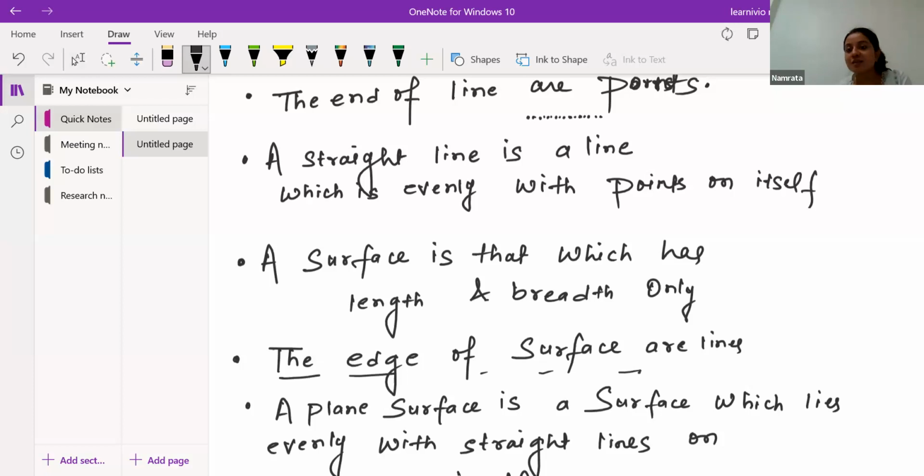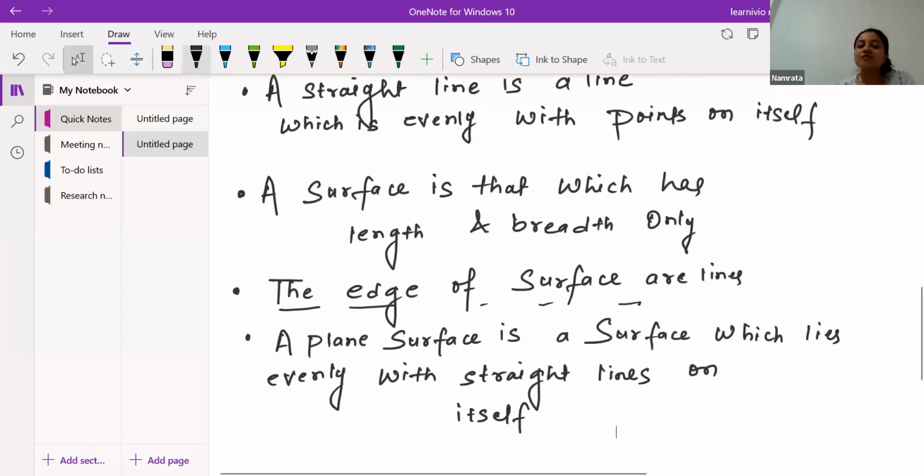So again, the same thing. Now the last definition says a plane surface is a surface which lies evenly with a straight line on itself. Again, a plane surface, a flat surface, is a surface which is made up of a lot of straight lines. Even if this sentence were saying it is made up of curved lines, that would also be true, right?